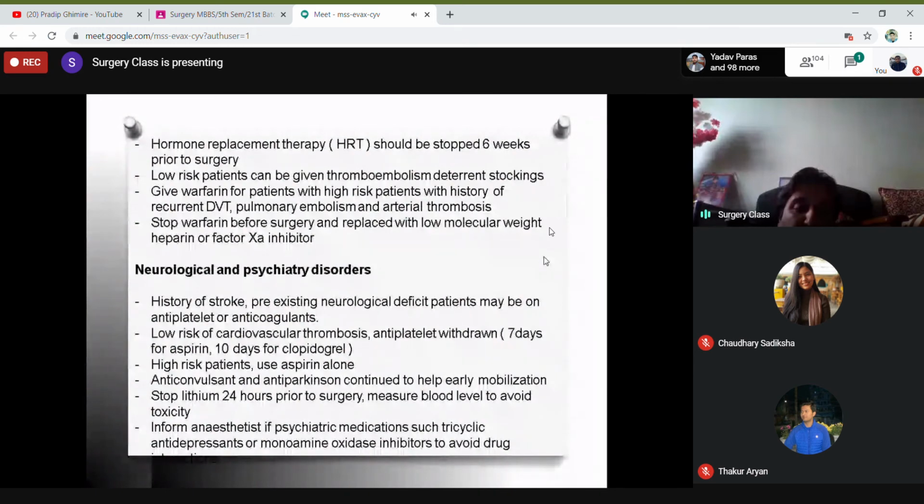And lithium has to be stopped 24 hours prior to surgery. For some psychological disorders we prescribe lithium, and in that case it has to be stopped 24 hours before surgery. We have to consult the psychiatrist and the anesthesiologist regarding the antipsychotic drugs, which have to be stopped or not stopped. But most of the time you will encounter the antiplatelet drugs, aspirin, clopidogrel, or lithium. These are the drugs which have to be stopped before surgery. The rest of the drugs we have to discuss with the anesthesiologist.